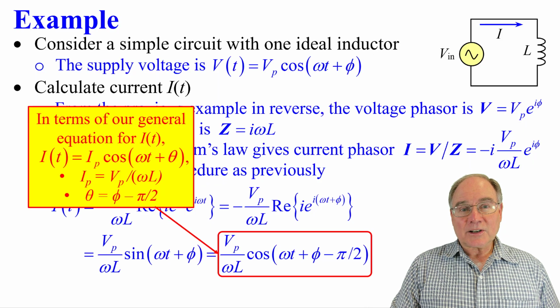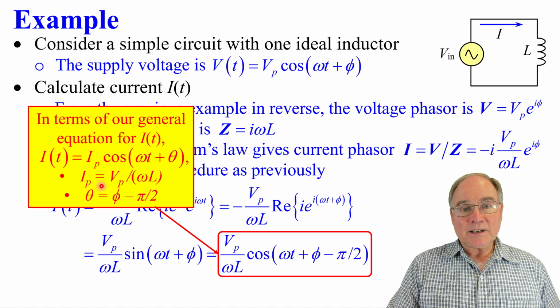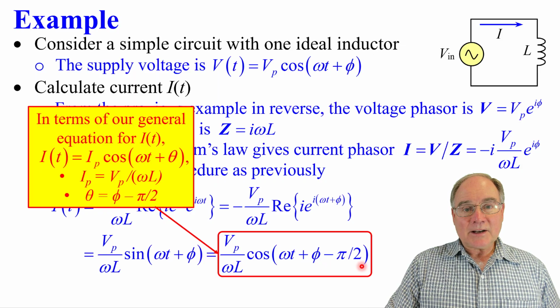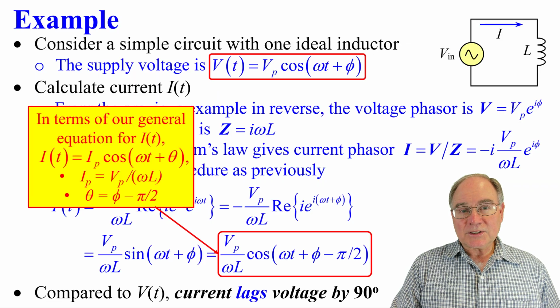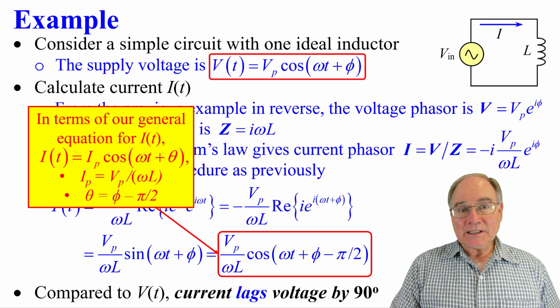Again, in terms of our general equation for physical current, we get the peak amplitude of current as these constants and the phase shift as phi minus pi over 2. Recall for the capacitor case, this was a plus sign. So compared to voltage, the current of this inductor lags the voltage by 90 degrees.